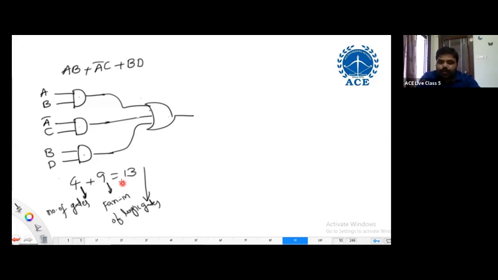Once again, question and options. Minimization of Boolean expression using K-map is dash. Option A, reducing number of gates. Option B, reducing fan-in of a gate. C is both. D is none. Which one is correct?